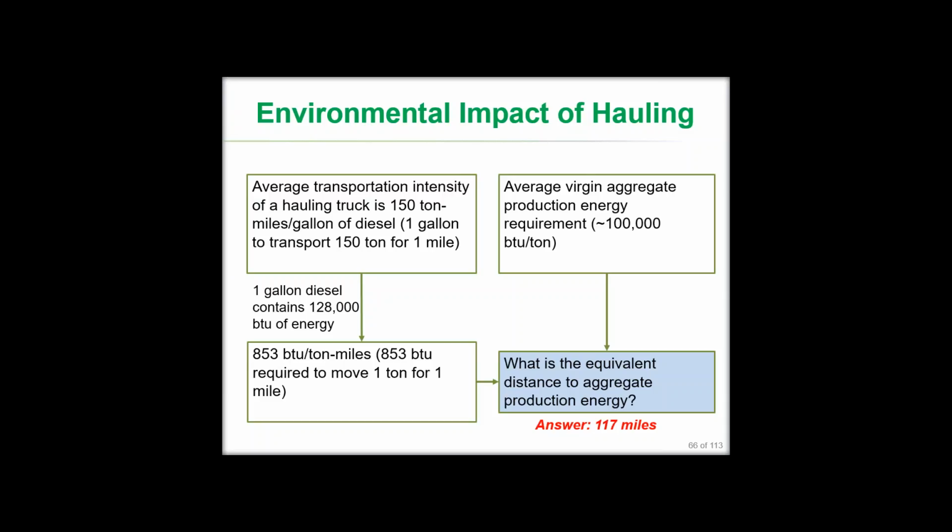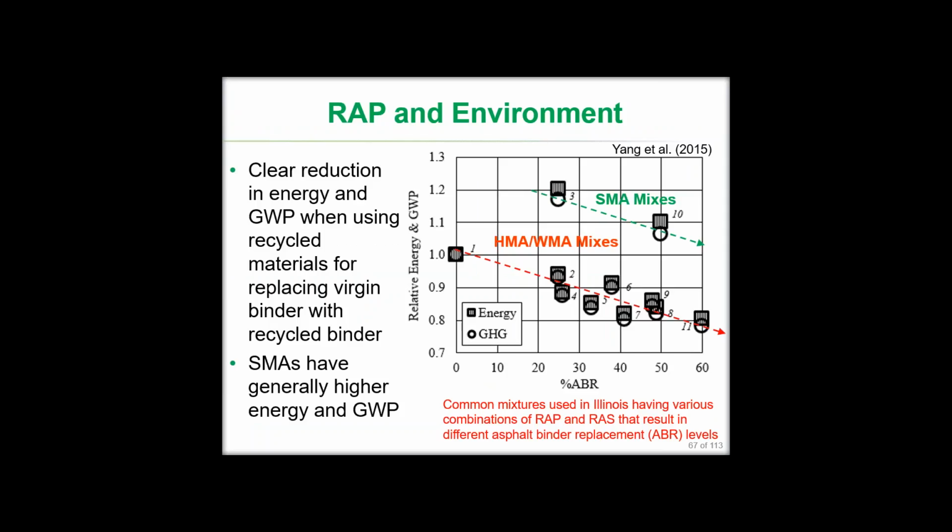So if we do the simple math and find out the equivalent distance to aggregate production energy, we find a number like 117 miles. So this is just to give you an idea of how important hauling, the transportation of our virgin materials to a job site, is. We can easily consume the same amount of energy by transporting more than 100 miles. But of course, this is not enough to really answer the questions that we have asked ourselves.